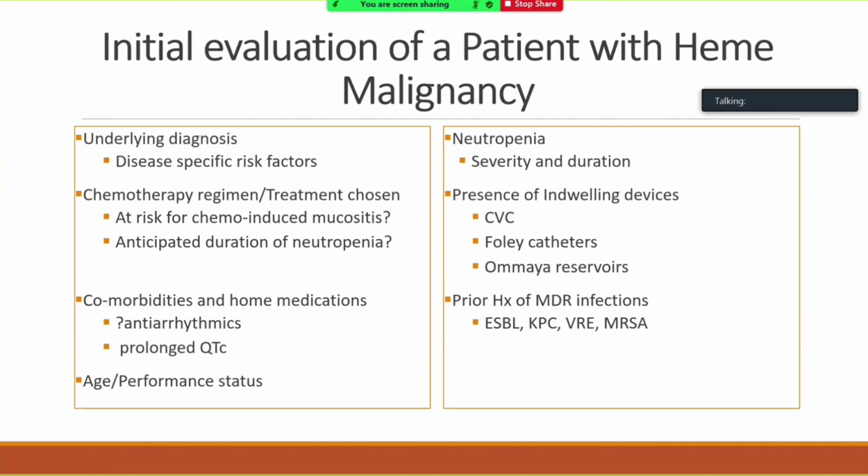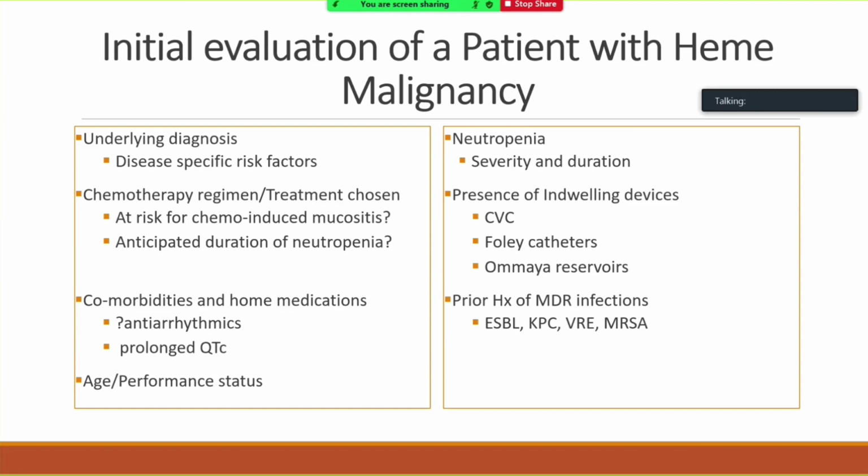Number two, what's the chemotherapy regimen chosen, and what's the anticipated duration of neutropenia? For patients that have a duration of neutropenia of 7 versus, let's say, 28 days, again, the risk factors are vastly different in those two patients. What are the comorbidities and home medications? Is this patient on an antiarrhythmic? Is there a concern for prolonged QTc? All of those can guide you in what medications you're going to choose for prophylaxis.